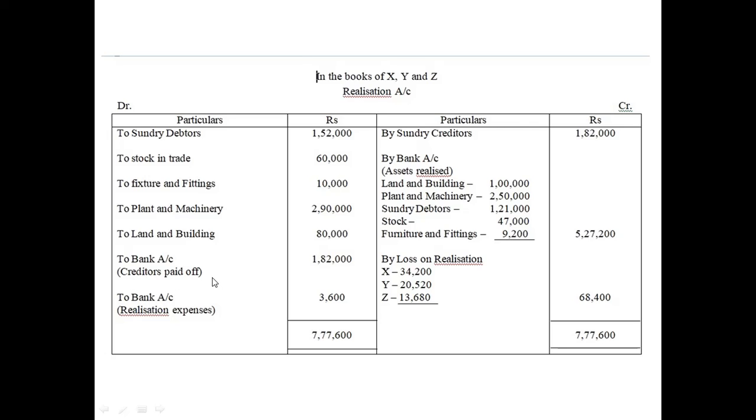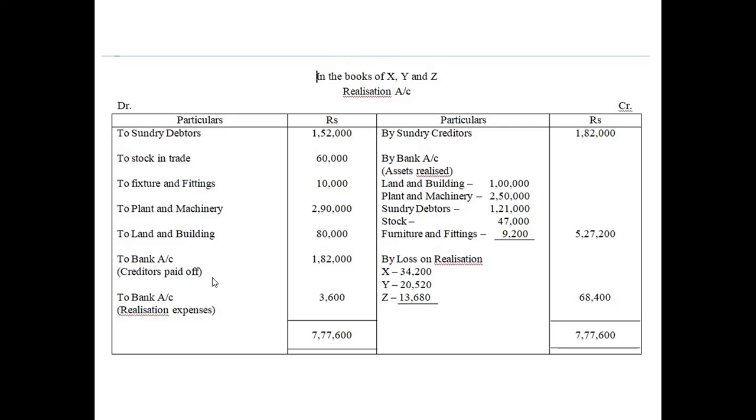And we have expenses of dissolution. For realizing these assets and liabilities, the expenses were incurred. The expenses were paid by the firm, from the firm's account. So we will write to bank account, in bracket realization expenses, 3,600.